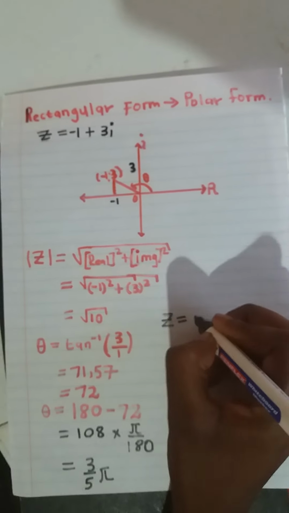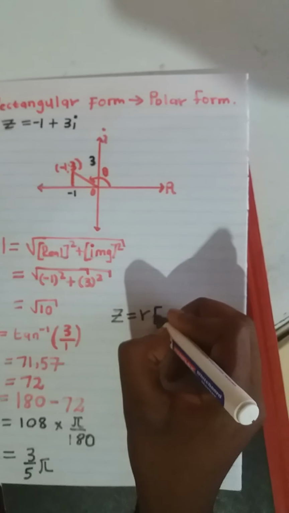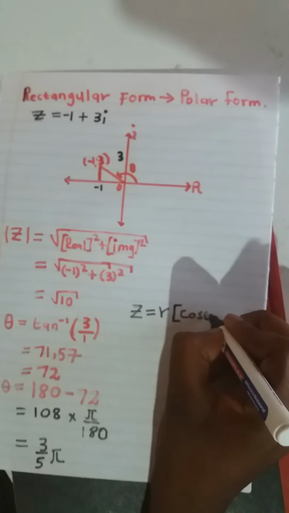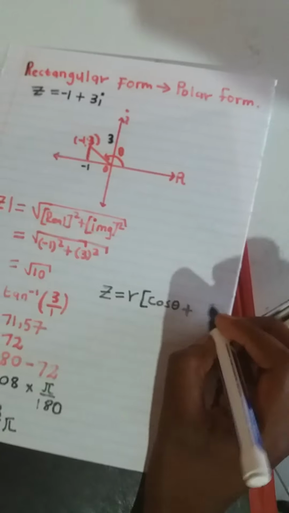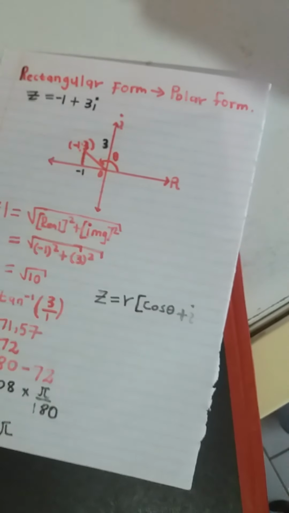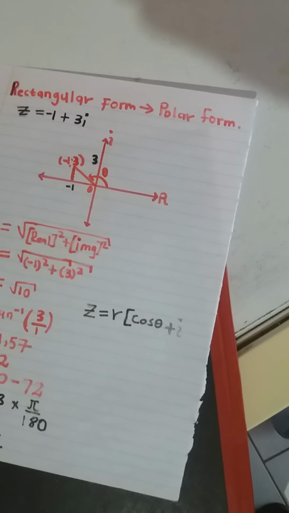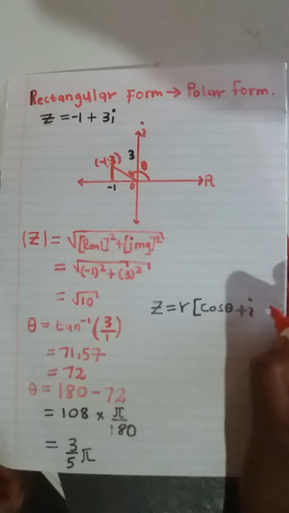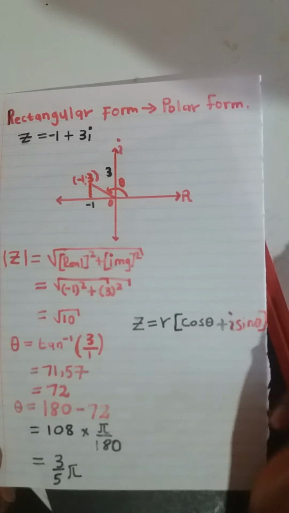let me just write the general form, which in most cases is expressed in this form: cos for the real part plus usually the imaginary part goes with the sine. Okay, so it goes with the sine theta.